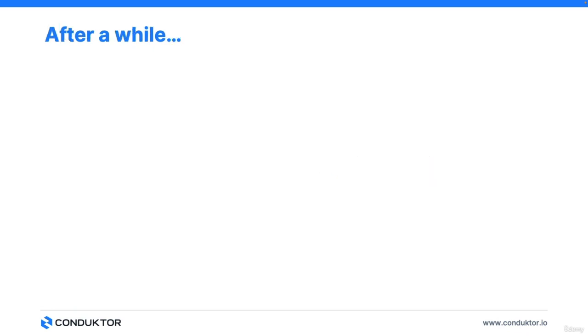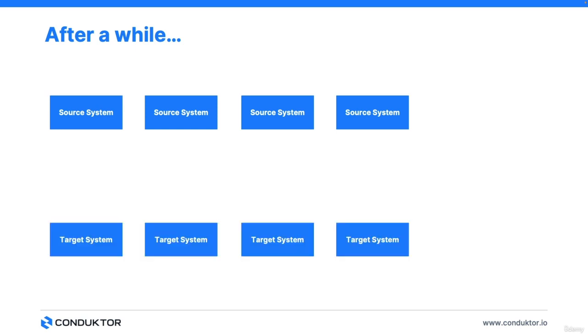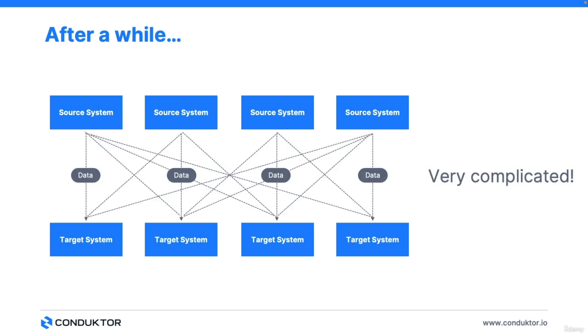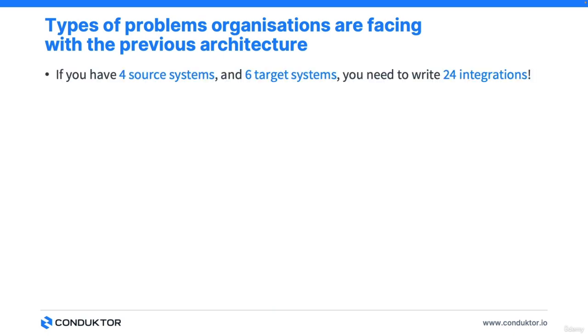Now, after a while, your company evolves and has many source systems and also many target systems. And now your data integration challenges just got a lot more complicated because all your source systems must send data to all your target systems to share information. As you can see, we have a lot of integration. So in the previous architecture, if you have 4 source systems and 6 target systems, you're going to have to write 24 integrations to make it work.